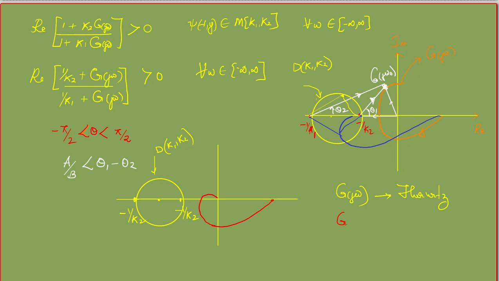Now if G(jω) has poles on the right of the imaginary axis, say Pm of them, then this G(jω) should encircle the disk m times in the counterclockwise direction. Then only the system would be stable. So this is about the asymptotic stability of a system. That means this region is in fact the forbidden region.